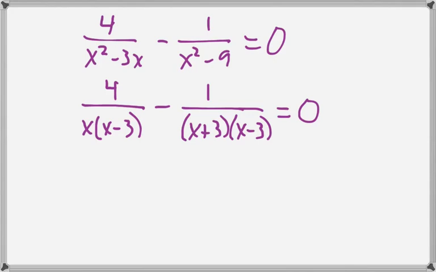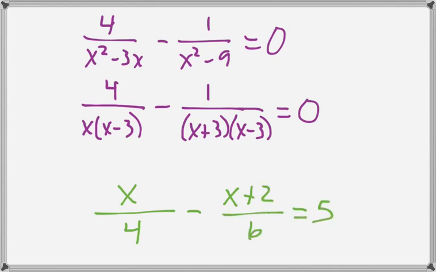Okay, so the second step is we want to multiply both sides by something that will get rid of all of the denominators. This is kind of analogous to something we've done before. If you had, for example, x over 4 minus x plus 2 over 6 equals 5, you would possibly want to multiply both sides by something that will get rid of the 4 and the 6 in your denominators. So you choose the least common denominator. In other words, what is the smallest number that will clear both of those denominators?